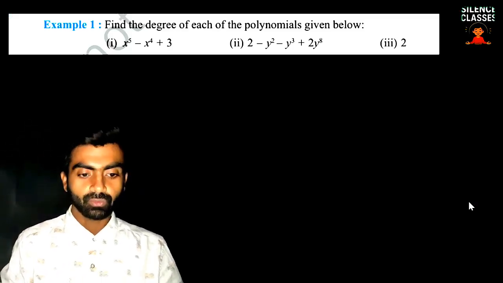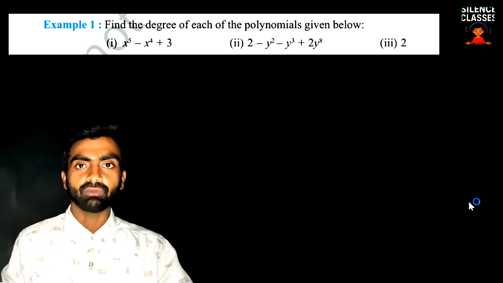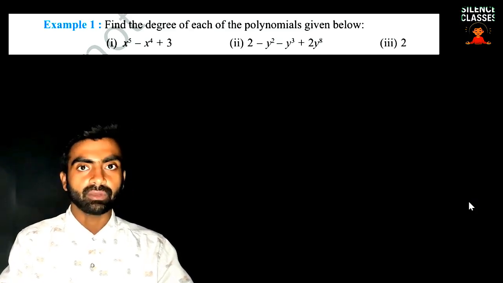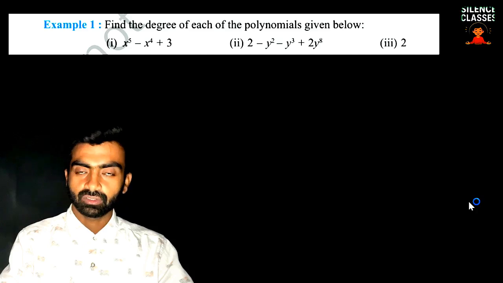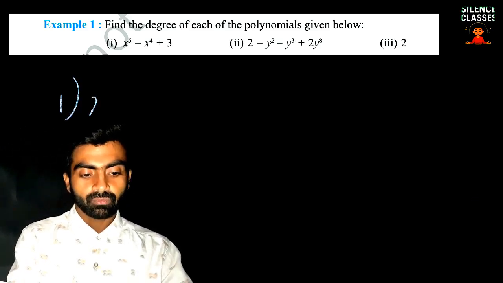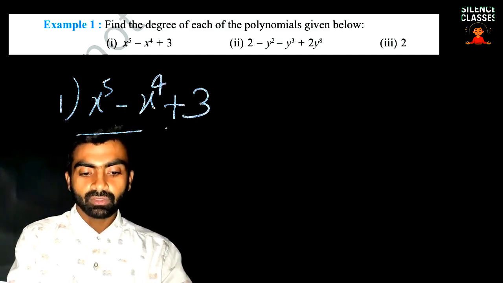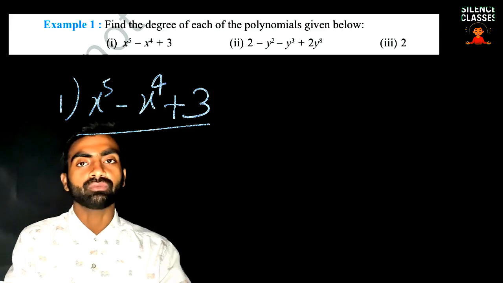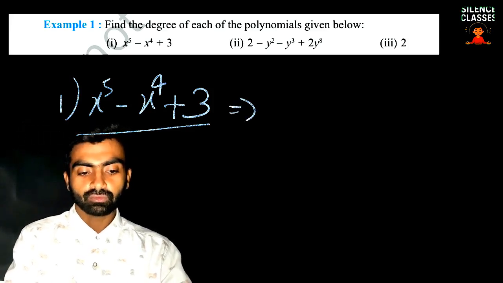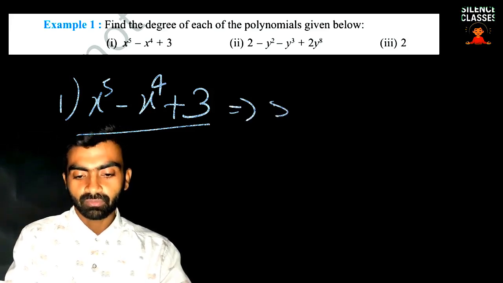Now let's continue. Example number 1: find the degree of each of the polynomials given below. So what is the degree? Degree means the highest power of the given equation. Question number 1 is x to the power 5 minus x to the power 4 plus 3. The degree is the highest power of the given polynomial, so the highest power is 5. For question number 1, the degree of this polynomial is 5.